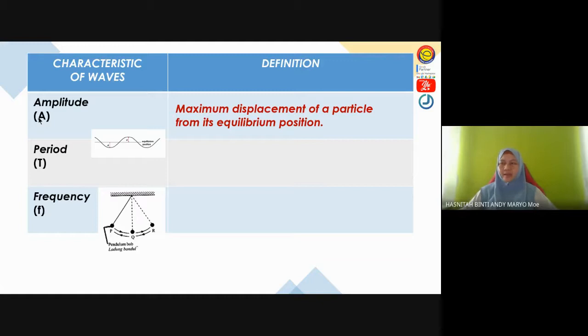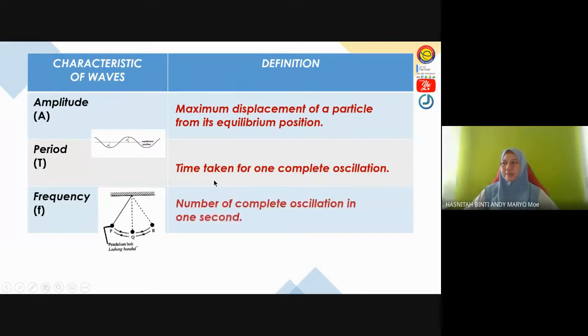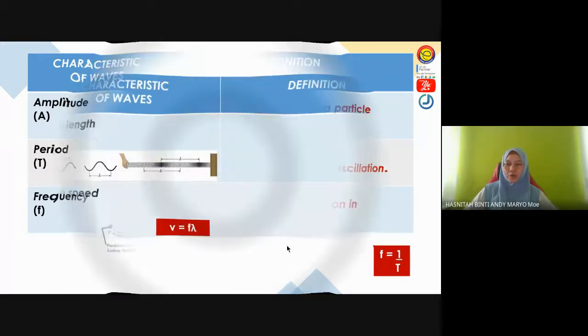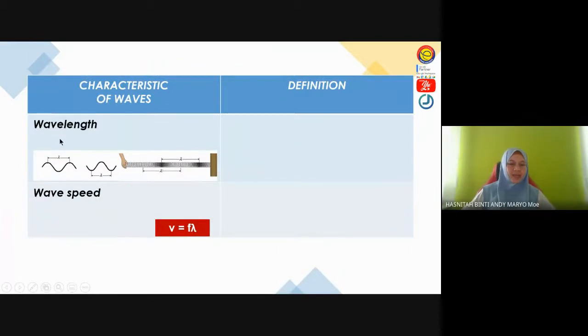And then period. Period we discussed just now: time taken for one complete oscillation. Frequency is the number of complete oscillations in 1 second. So period and frequency are related to one another. To find frequency, it is 1 over period, and vice versa. Then we have wavelength. Any idea what wavelength refers to?